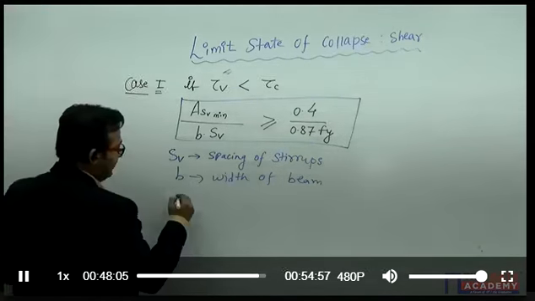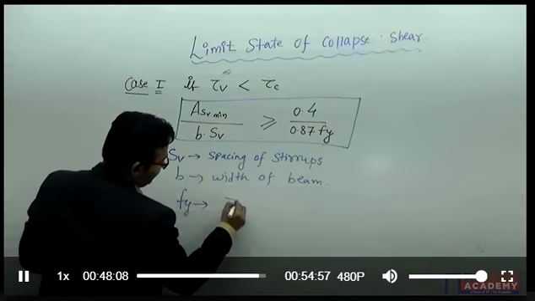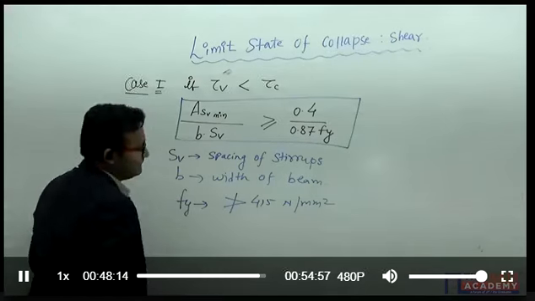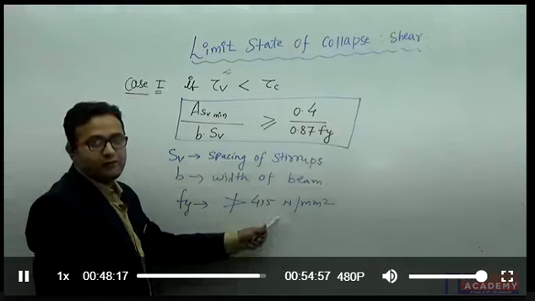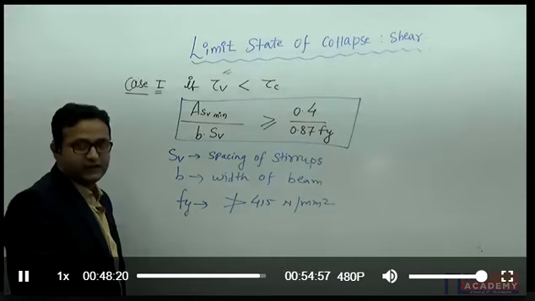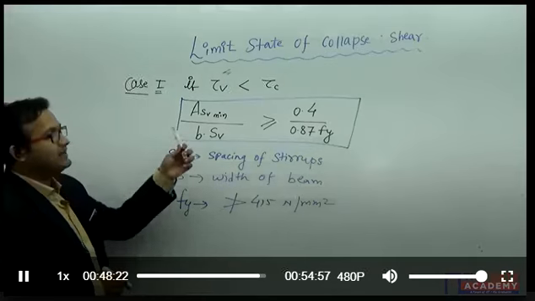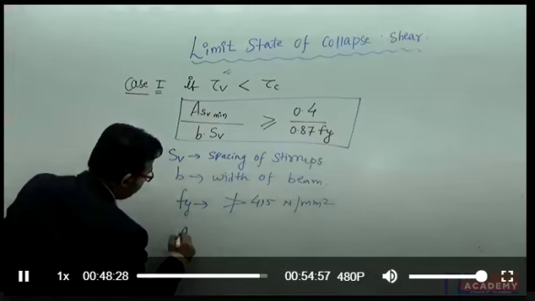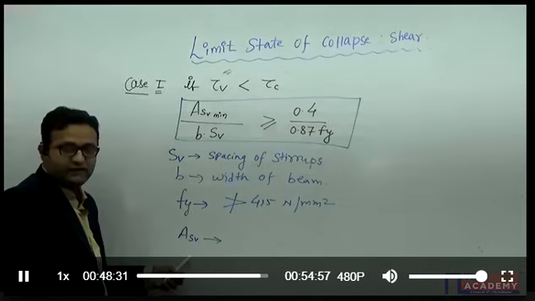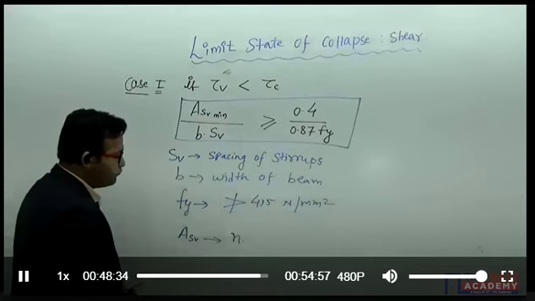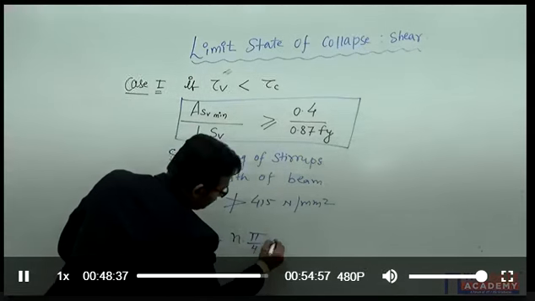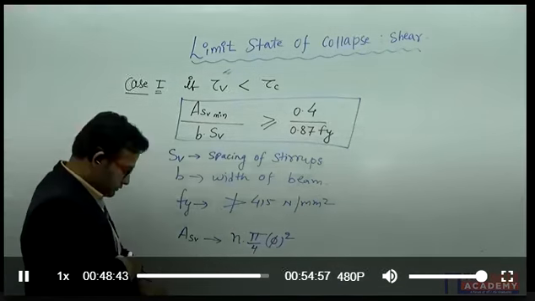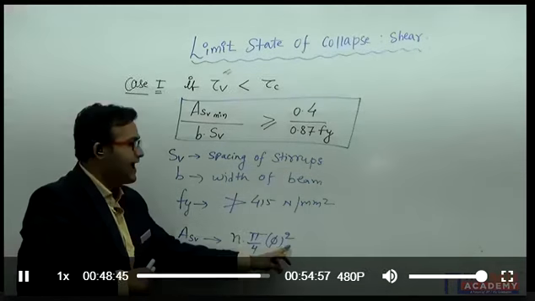Fy is the grade of steel and it will not be greater than 415 Newton per mm square. We do not generally use a grade greater than 415 Newton per mm square in stirrups. So I can calculate ASV, and this ASV is equal to N into pi by 4 phi square.